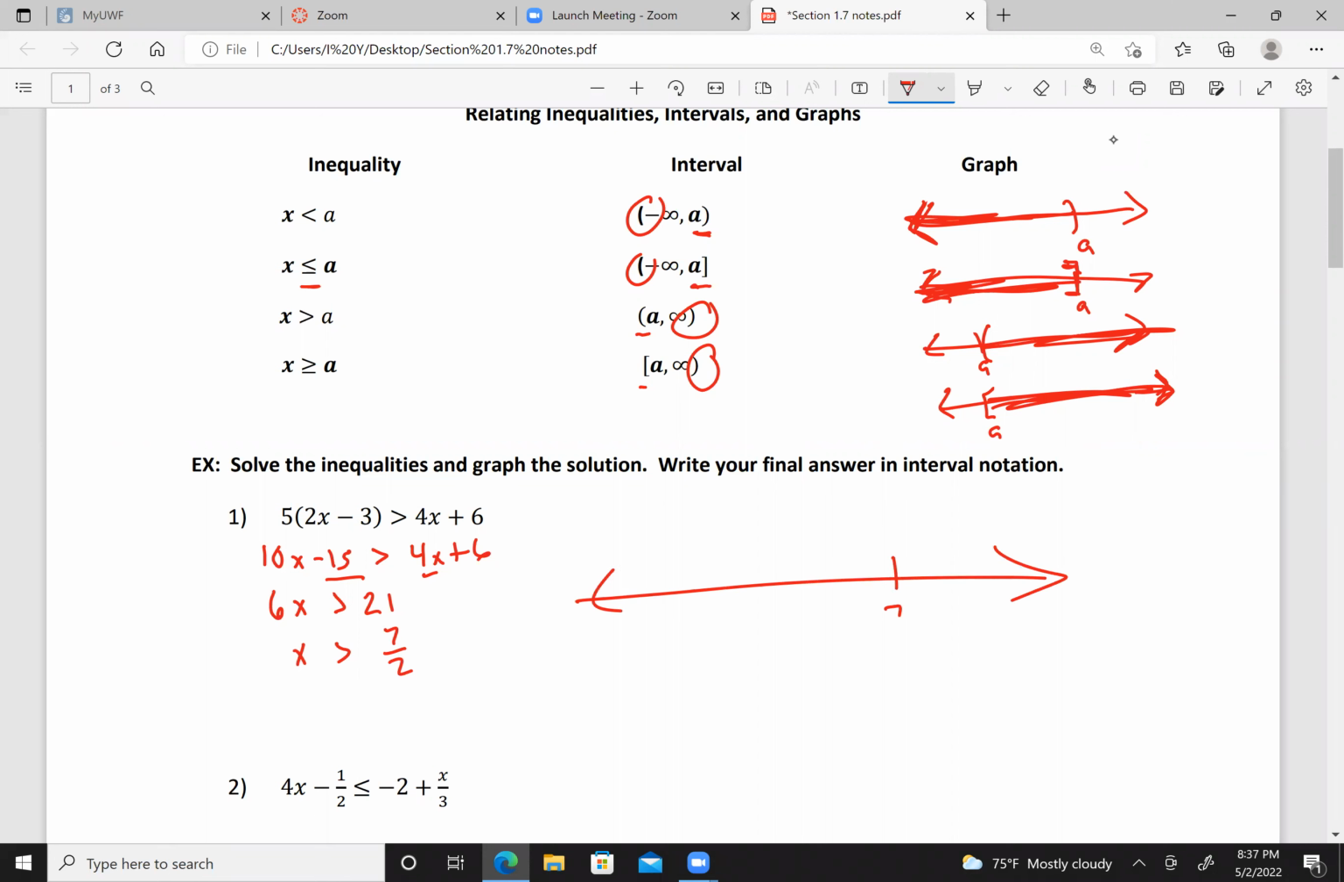Graph it. We'll have 7/2. Maybe we want to put 0 on here. And we're going greater than, but it's strictly greater than. So parentheses. And in interval notation, our low point is 7/2. It is not part of it. Our high point is positive infinity.